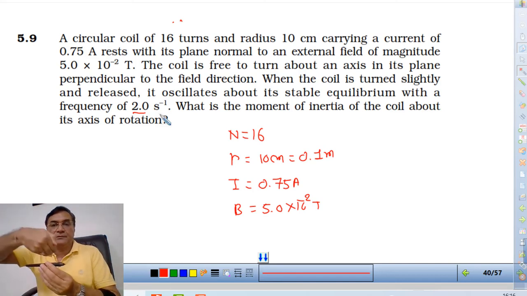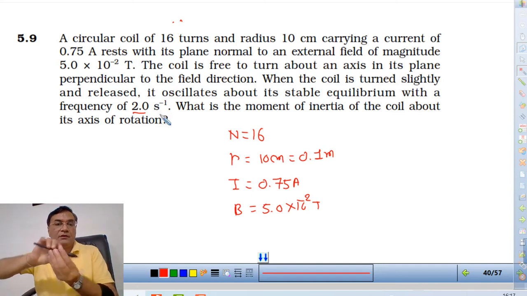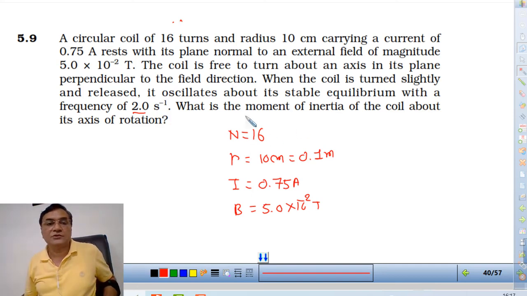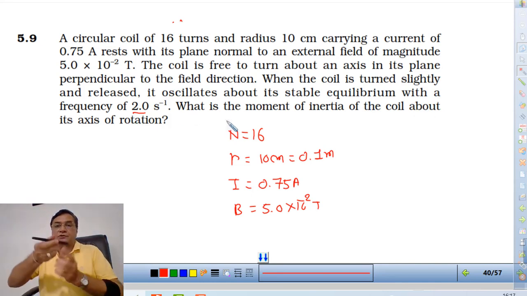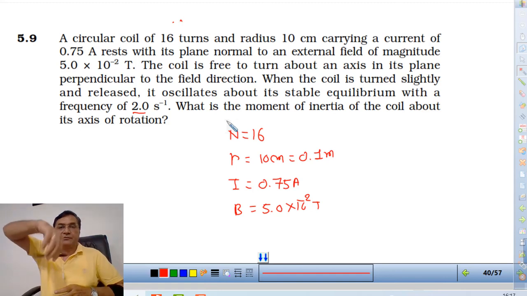This is how we have given the field. Okay, or B is given perpendicular. The coil is free to turn about an axis in its plane perpendicular to the field direction. So if I draw here, it can rotate like this, perpendicular to this. Okay, when the coil is turned slightly and released, it oscillates about its stable equilibrium with a frequency this much. So if I release it, it keeps oscillating like this or like this, whichever.